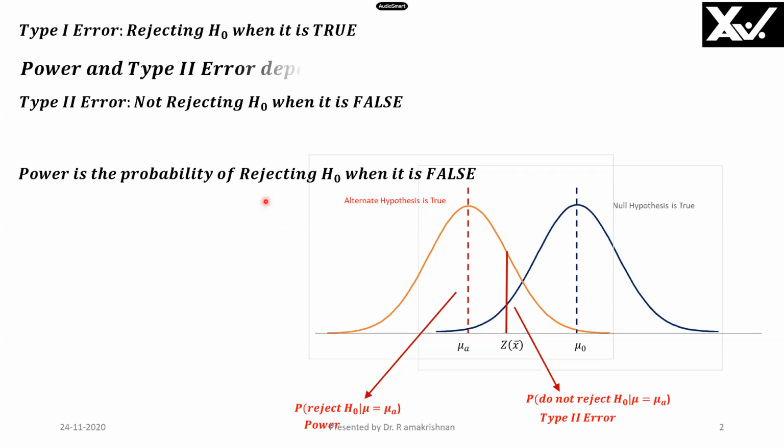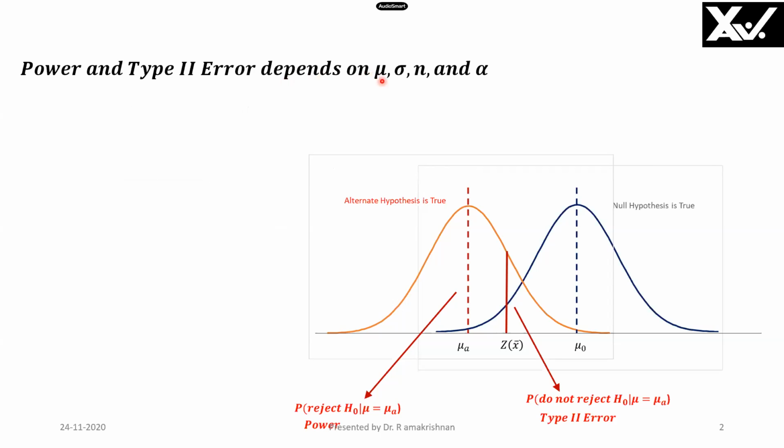Okay. Now, power and type 2 error depend upon the population mean, the alternate population mean, as well as the null hypothesis population mean, sigma standard deviation, sample size n, and significance level alpha.